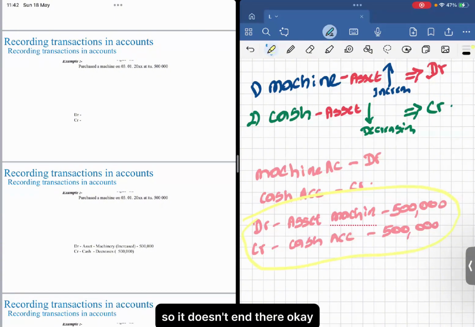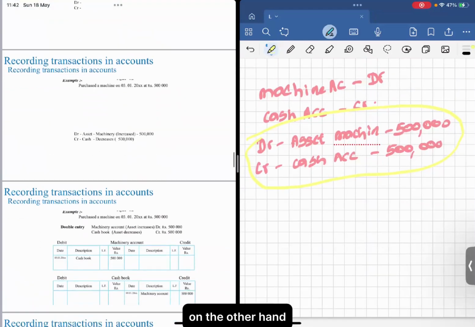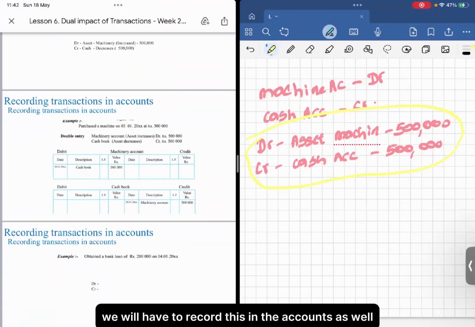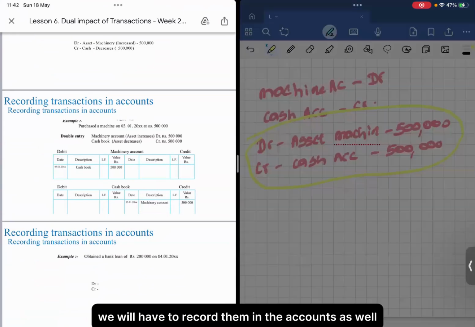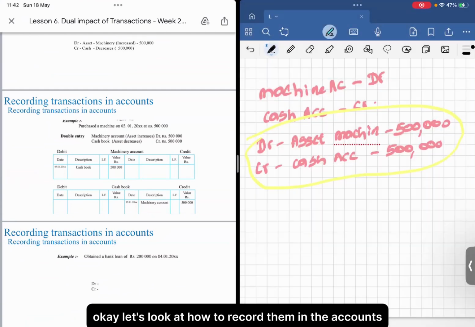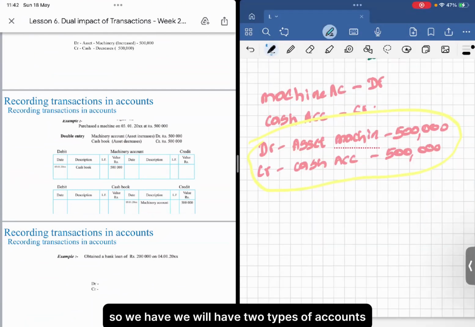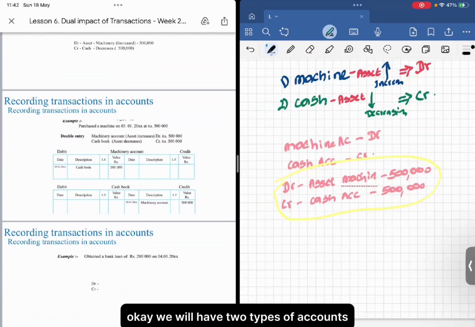So it doesn't end there. Now, we will have to record this in the accounts as well. Let's look at how to record them in the accounts. So we will have two types of accounts.